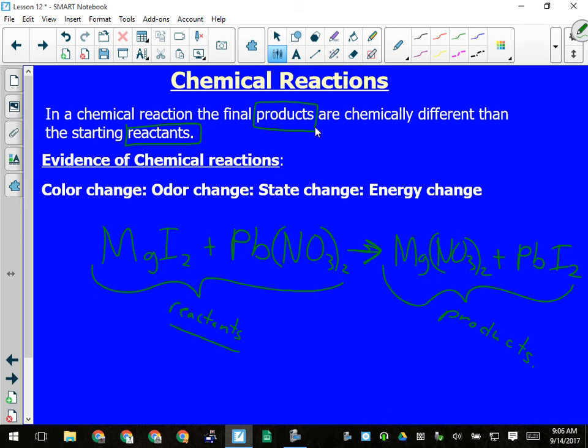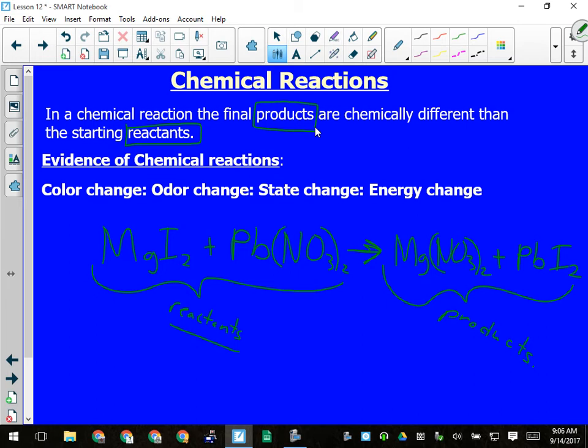Now one last thing that I have to do with a chemical reaction is I have to make sure that I have the same number of each type of atom on both sides of the reaction. This is what we call balancing the reaction. It makes sure that I haven't created any matter magically or magically destroyed any matter, right?